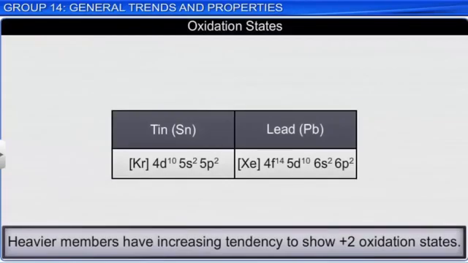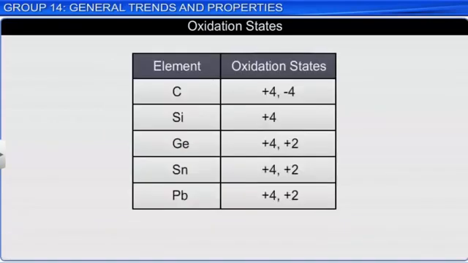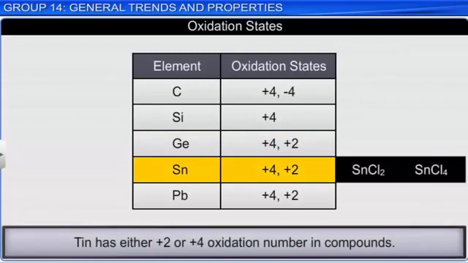The heavier members of the family are more likely to show +2 oxidation states than the lighter members. This is because the outermost s electrons, which are paired, don't participate in bonding. Thus, it is observed that germanium most commonly exhibits a +4 oxidation state in compounds, and only rarely a +2 oxidation state. Tin is found in both +2 and +4 oxidation states in compounds. For example, the tin 2 chloride and tin 4 chloride forms.